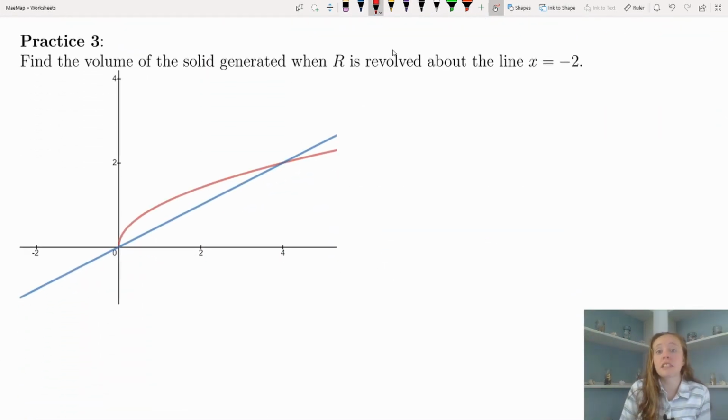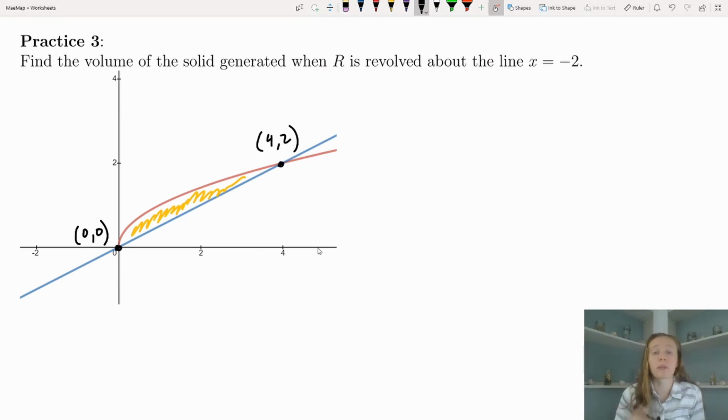Still doing the same exact region with the same exact functions. I said that we were going to do the same functions on this entire worksheet just to make it a little bit easier on ourselves. So the intersection points are 0, 0 and 4, 2. However, for practice problem number 3, we're going to be revolving region R around the line x equals negative 2. So I'll go ahead and draw that line here, and this is what we're revolving around.